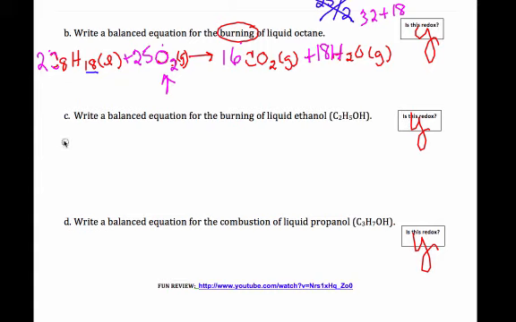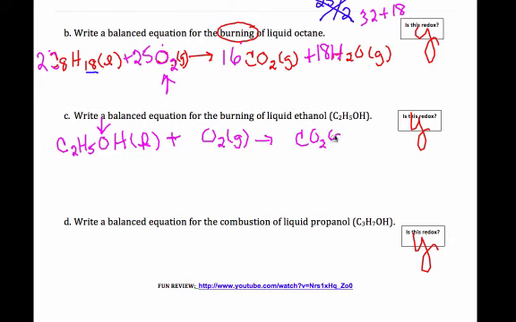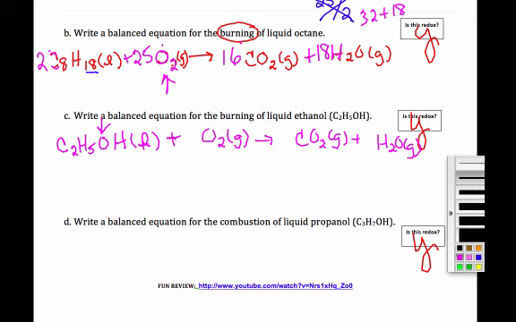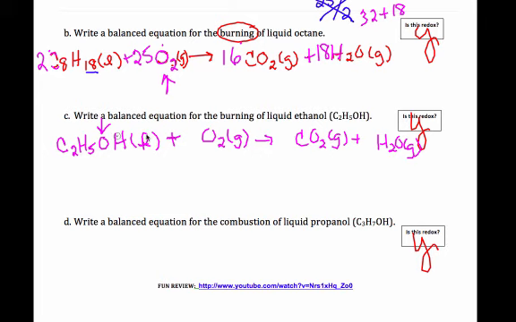Let me show you what the pitfall here is. C2H5OH. What's going to happen is when you count your oxygens, you're going to forget that oxygen. Happens all the time. It's a liquid plus O2 gas. We're still going to make CO2 plus H2O. All right, now let's balance it and watch out. Make sure you include that oxygen.